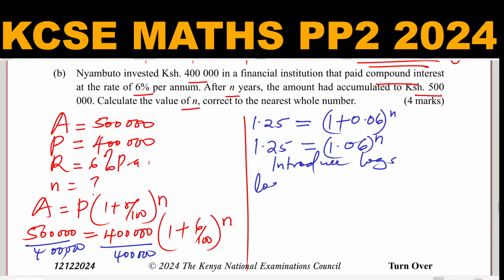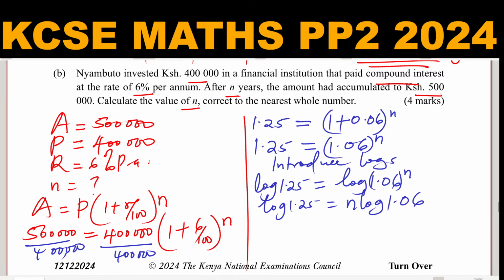So we have the logarithm of 1.25 is equal to the logarithm of 1.06 raised to the power n. This is the same as n times the logarithm of 1.06. Now it is easier to make n the subject. You just need to divide both sides by the logarithm of 1.06.